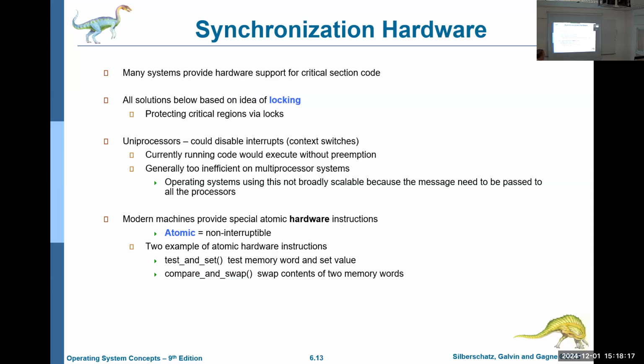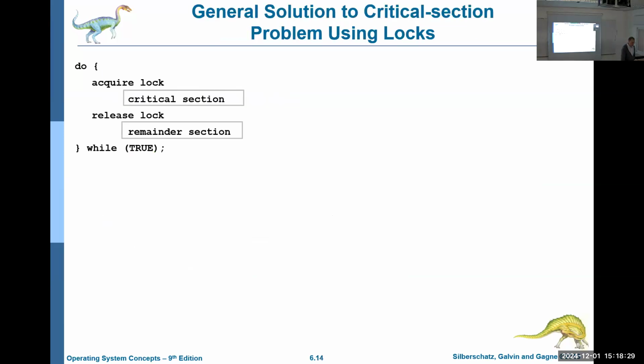So modern machines provide special atomic hardware instructions. Atomic, as we've said a couple of times already, means non-interruptible. Two examples are test and set and compare and swap. In other words, those are the concepts. So we have an operation called test and set, so let's go through them.